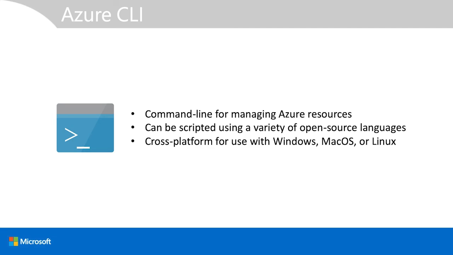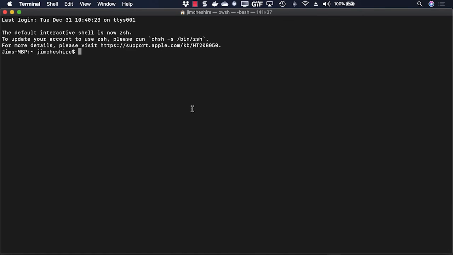I'm going to switch over to a terminal window real quick. So I'm here in a terminal window. I've actually installed the Azure CLI. I'm not going to go through the installation instructions here, but you can find them by browsing to aka.ms/CLI. They're going to differ depending on which operating system you're running.